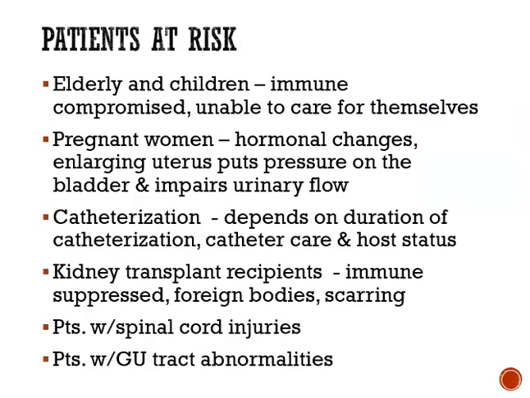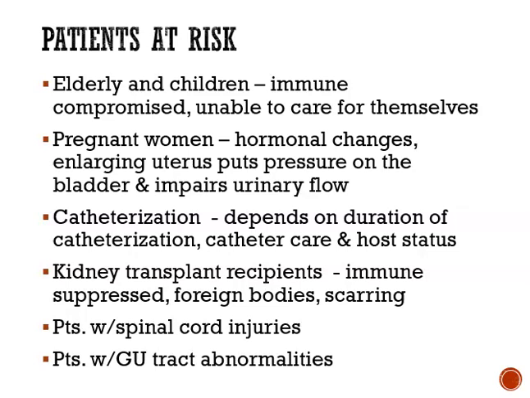So patient populations that would be at risk for UTI include elderly and children. Again, they just have inherently immunocompromised systems. The children don't have fully developed immune systems yet, and as we age, our immune system starts to deteriorate to a degree. And also, a lot of times these patient populations are unable to care for themselves. Pregnant women also, who are going through hormonal changes, have an enlarged uterus that puts pressure on the bladder and can impair urinary flow.